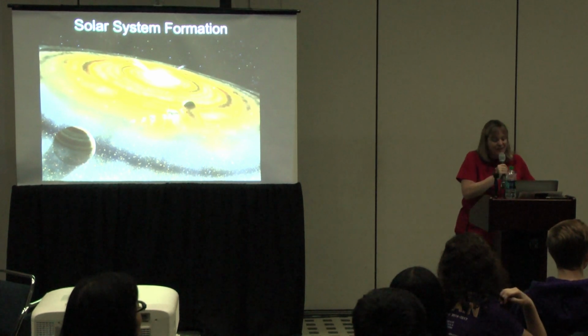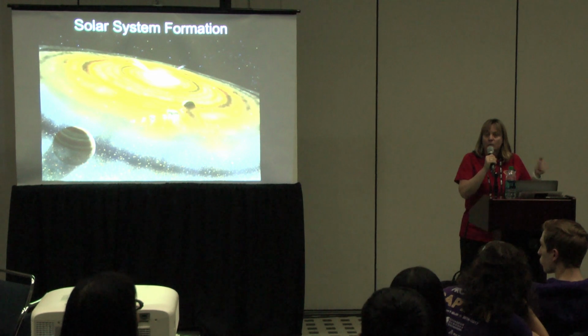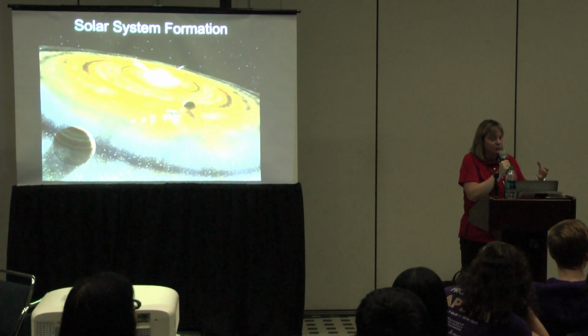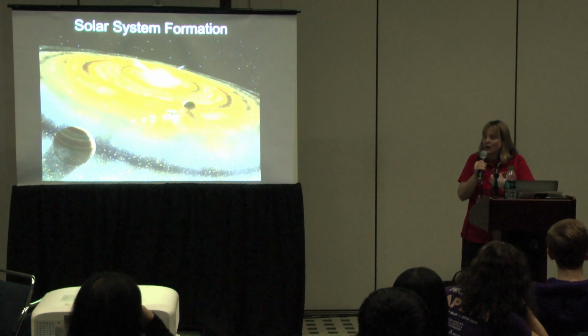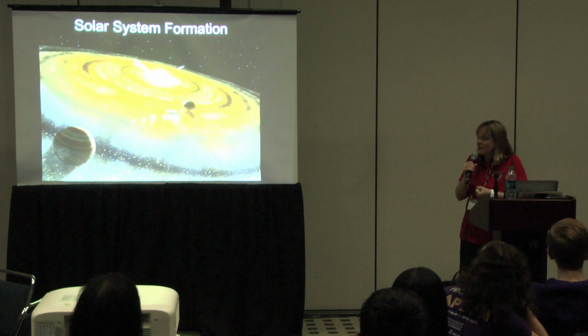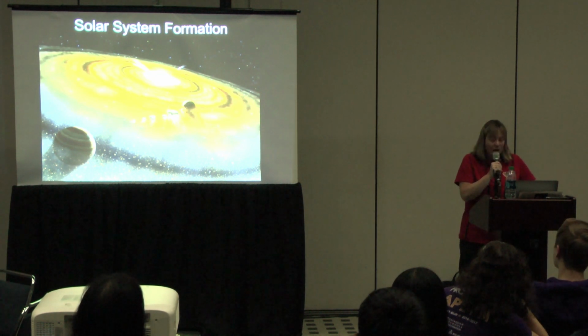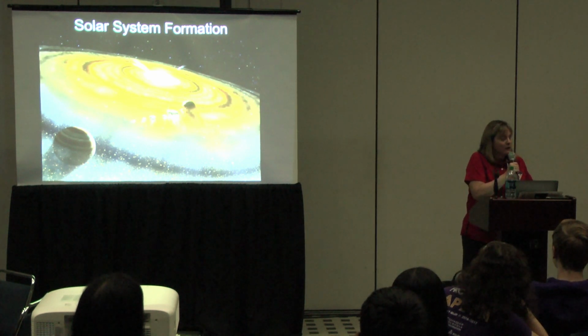All right. So that protoplanetary disk, the disk that existed after the solar system just first started forming, that's where all the action happened. That's where our planets came from. That's where these asteroids and comets came from. So we want to understand how that process worked.